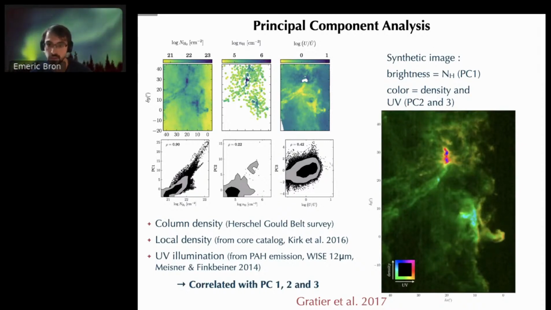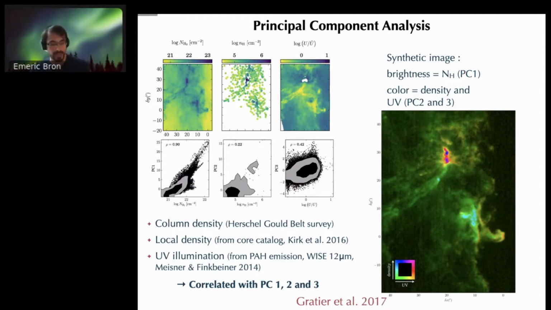And we see here how we can create a synthetic image where the brightness encodes the total column density of matter, and then the color encodes the density and the UV, so that you can easily see the regions that are, for instance, dense and not UV illuminated, that will appear in blue and dark blue, and the regions that are, for instance, PDRs that are dense and strongly illuminated, that will appear in red, or orange if they are at lower density.